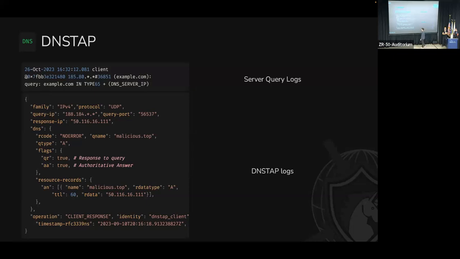Also, an important thing to note here is that you can get different resource records and you can also get different data types. So for example, malware that communicates over TXT records, this is something that you can catch directly with DNS tap. And this is something that you cannot catch with pure and default BIND logs.